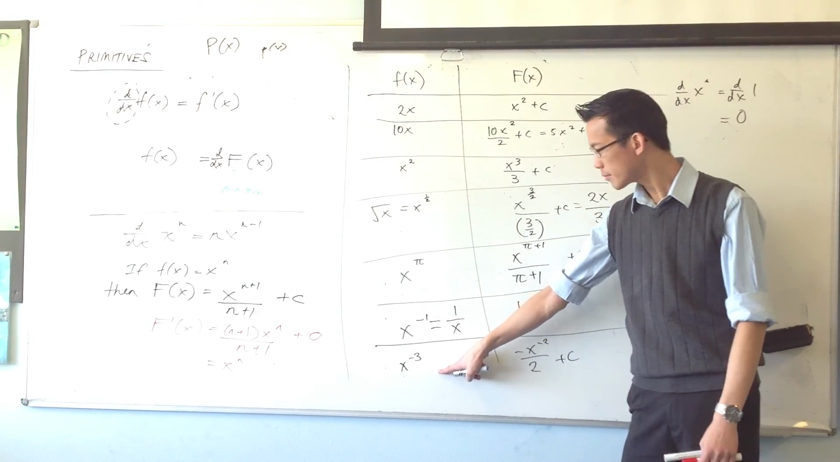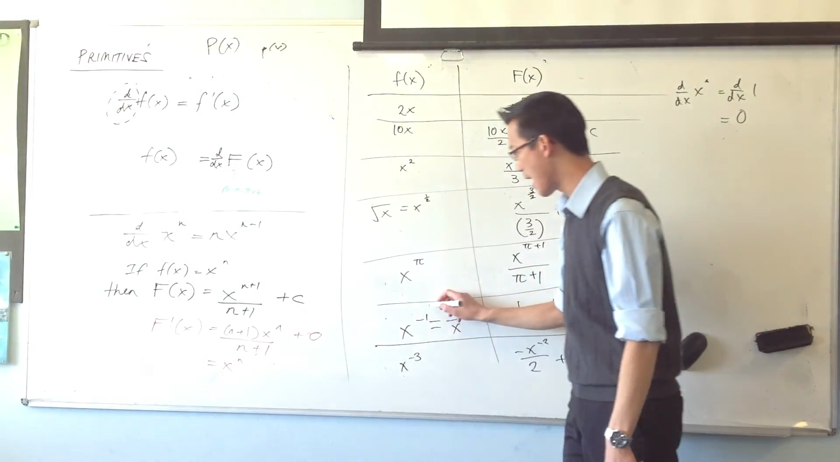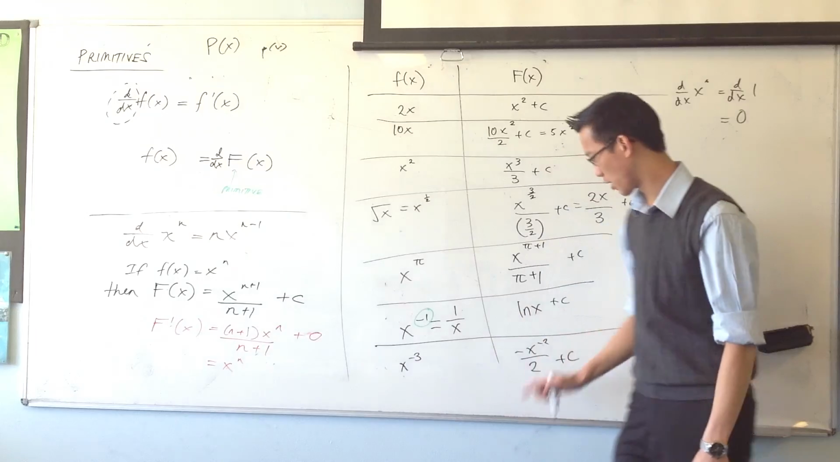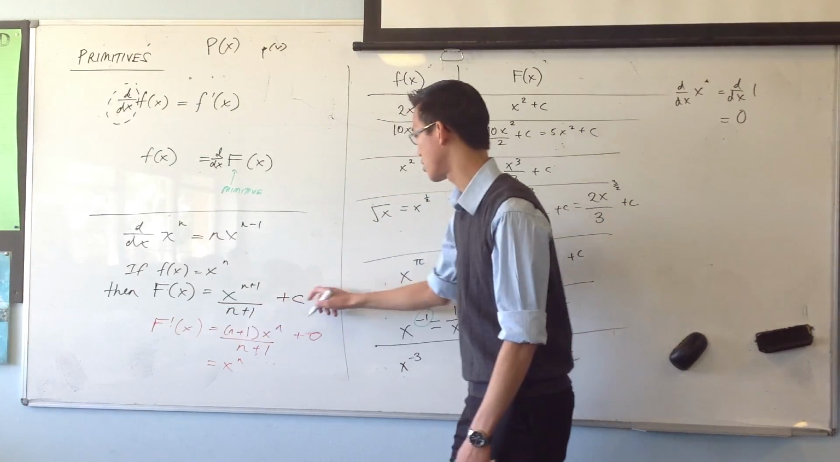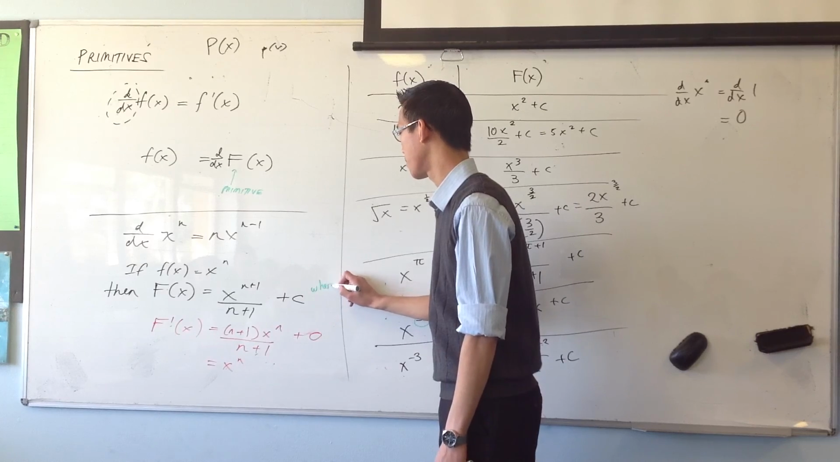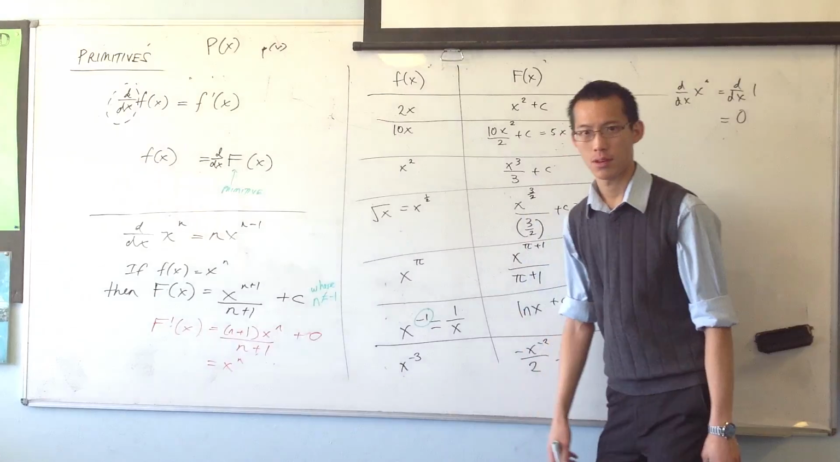It's fine. So the only case where it stops working is where n is minus 1, because it becomes something different entirely. So then this is true where n can't equal minus 1. Okay? Does that make sense?